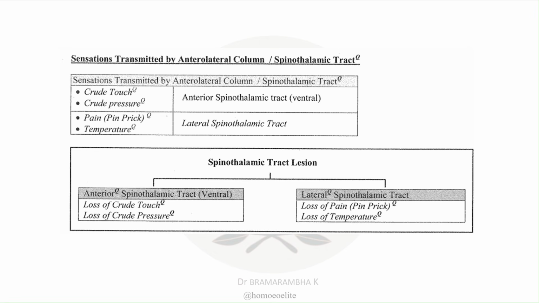So coming to the sensations which are transmitted by the anterolateral column and spinothalamic tract. The anterior spinothalamic tract mainly involves crude touch and crude pressure. The lateral spinothalamic tract mainly involves pain and temperature. Spinothalamic, loss of touch, pressure. Okay, so this was the same thing, anterior and lateral.